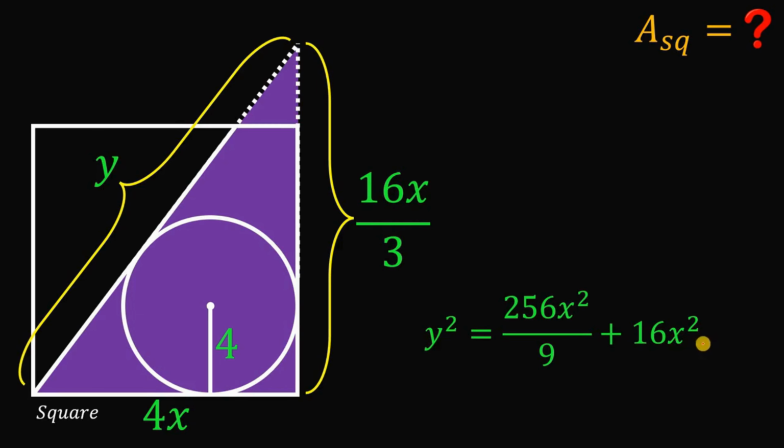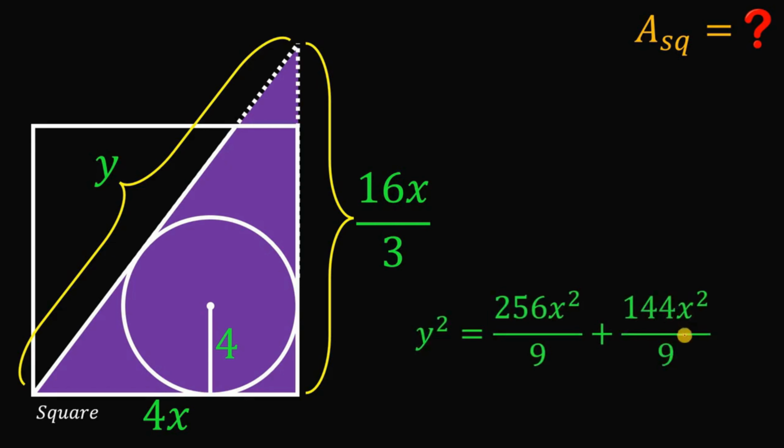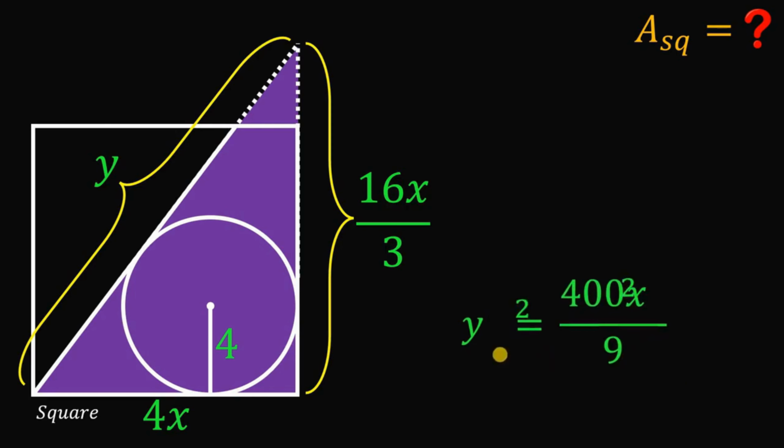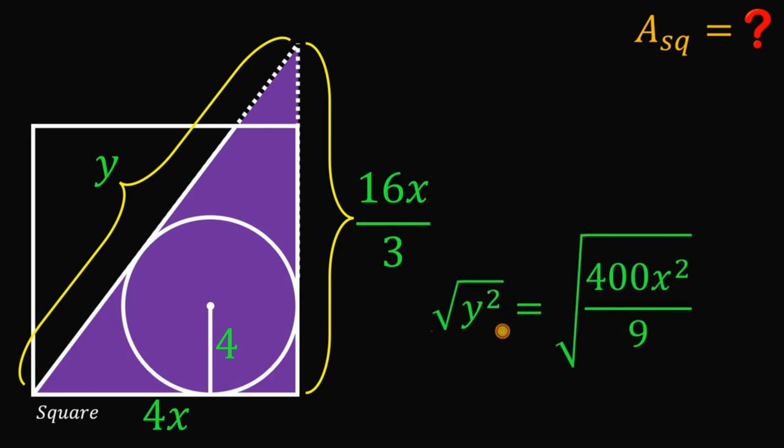Now, let's combine this. Let's multiply 16x squared by 9 over 9. This will give us 144x squared over 9. Now, let's combine this. 256x squared plus 144x squared will give us 400x squared over 9. Next, let's get the square root on both sides to get the value of y in terms of x. And take note that y is a side length, so we are only interested in the positive value of y.